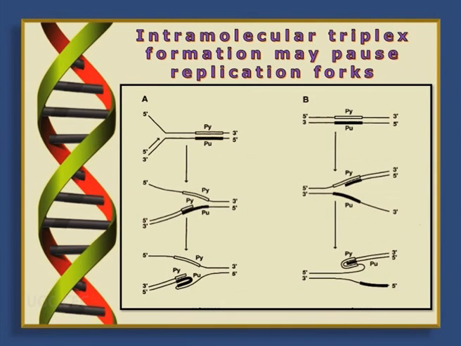Now, further on, we can see that the intramolecular triple helix is also important during DNA replication. So, as we can see, if there is a formation of a triple helix, the DNA polymerase enzyme will pause at the replication fork and it will cause termination of replication. So, in this way, we can say that the triple helix also plays an important role during DNA replication.